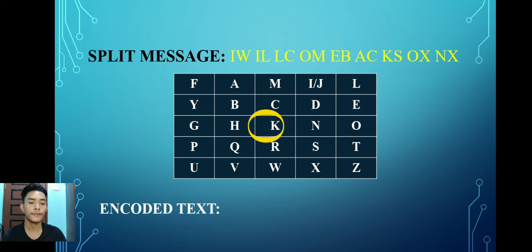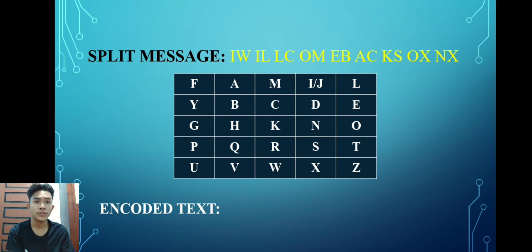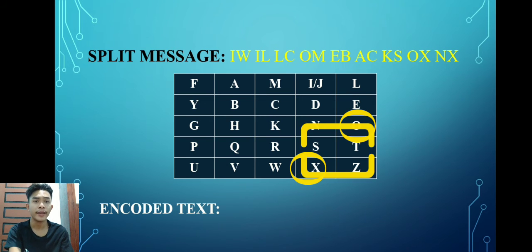Next is the pair K and S. K and S form a rectangle, so K will become N and S will become R. Next is the pair O and X. O and X form a rectangle, so O will become N and X will become Z.